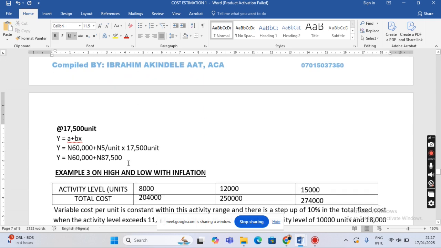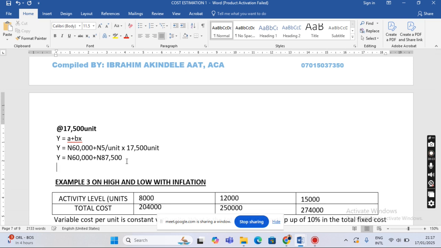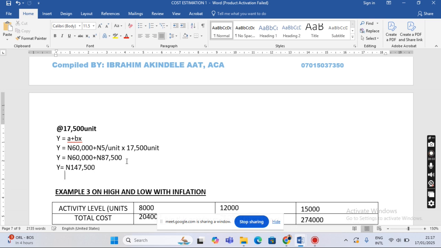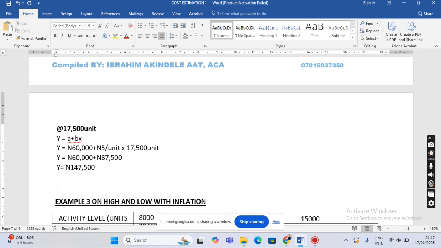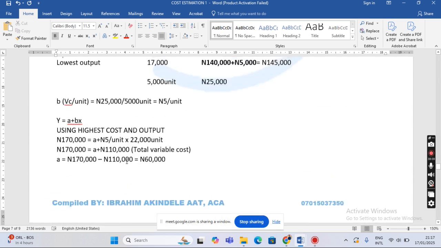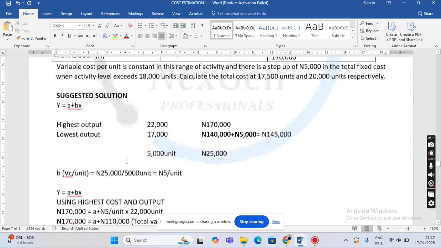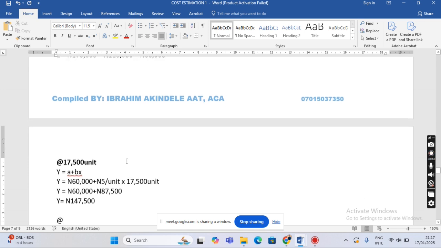So what do we have? What is the total cost now, class? 147,500. And this is all. Then you now calculate this for me. When the unit is 20,000 units, what is your total cost, class? So what will be your total cost? You can do that.